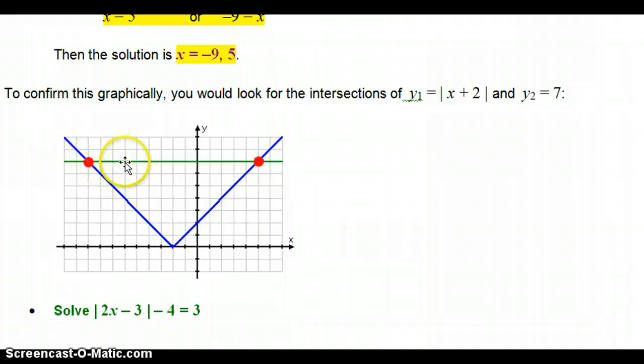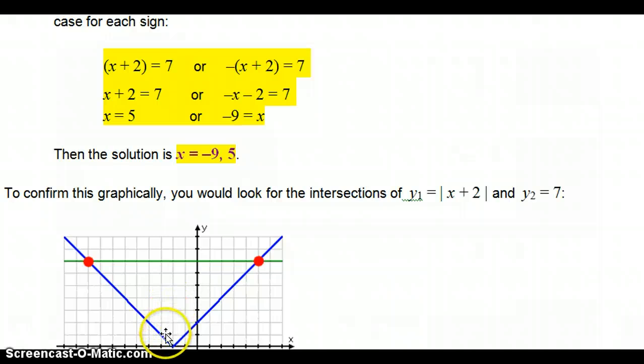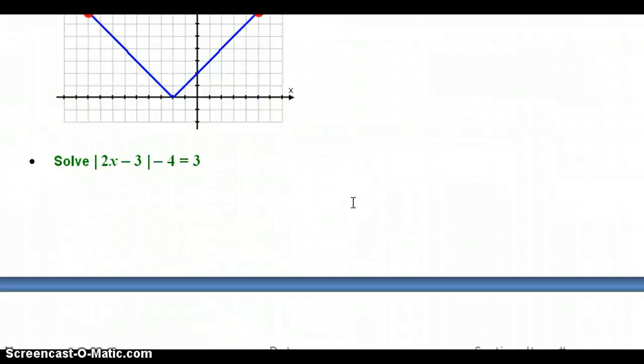So here's 7. It's a horizontal line, and then here is our negative value because it intersects at negative 9, so it would be this equation, and then here is our positive value because it intersects at 5, so here it would be this equation. See how it intersects here at 5 and then here at negative 9. So please write that down in your graph.